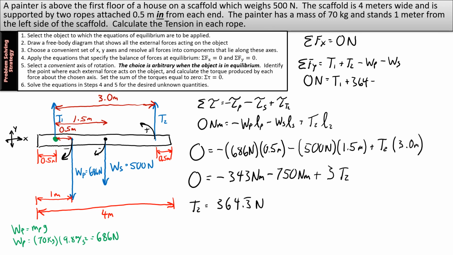The weight of the person is 500 newtons. And the weight of the scaffold. See, I made mistakes. People make mistakes. That's all right. I forgot my units. The weight of the person is actually 686 newtons, and the weight of the scaffold is 500 newtons. All right. Then you get T1, and it works out to be a positive number, which we're happy about, 821.7, 822 newtons. Wow, nice.